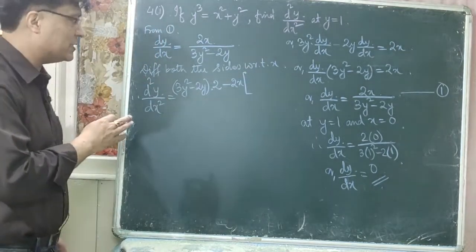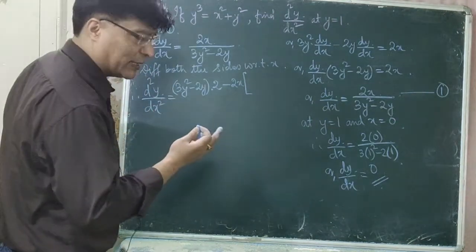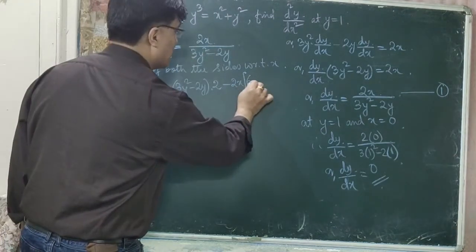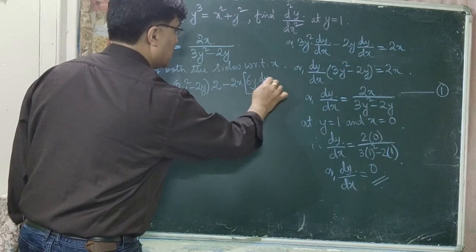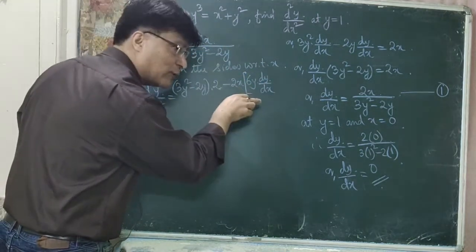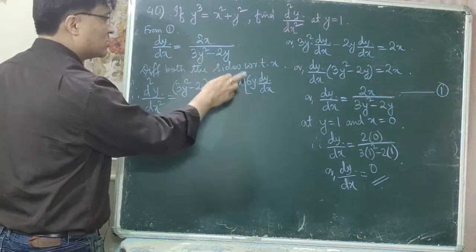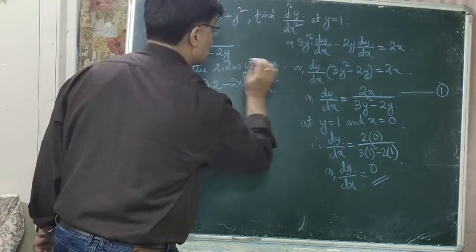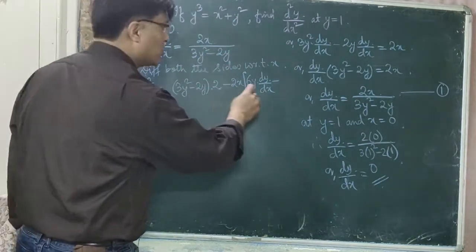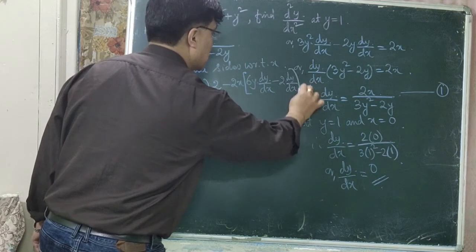The numerator is kept as it is, and within the third bracket take the differentiation of the denominator with respect to x. So what is the differentiation of 3y square with respect to x? It is 6y into dy by dx. You know that the differentiation of y square is 2y with respect to x, and y differentiation with respect to x is dy by dx. So this is your 3 times 6y dy by dx. Minus, then what will you write here? What is the differentiation of 2y with respect to x? 2 into dy by dx.